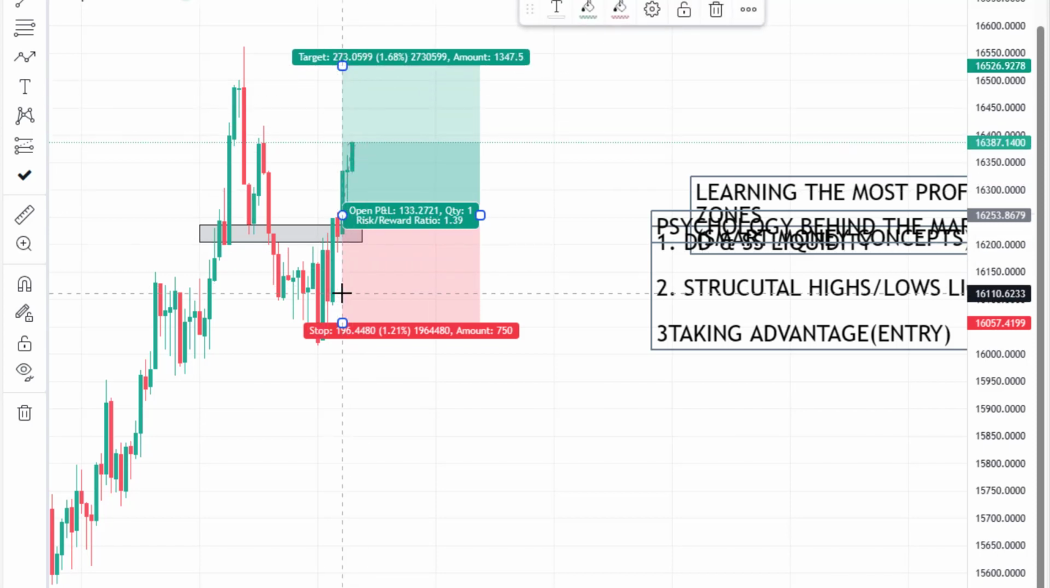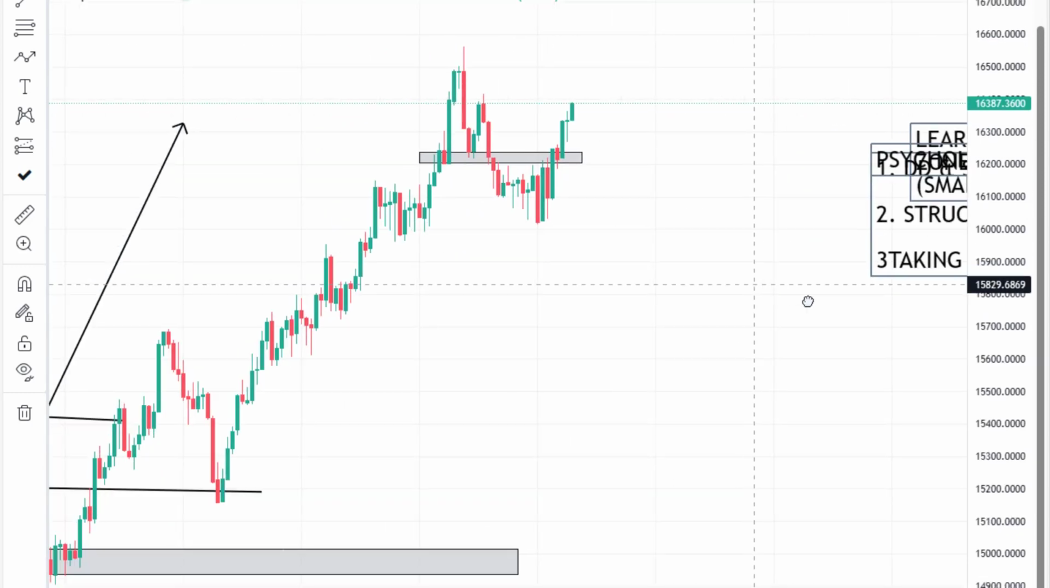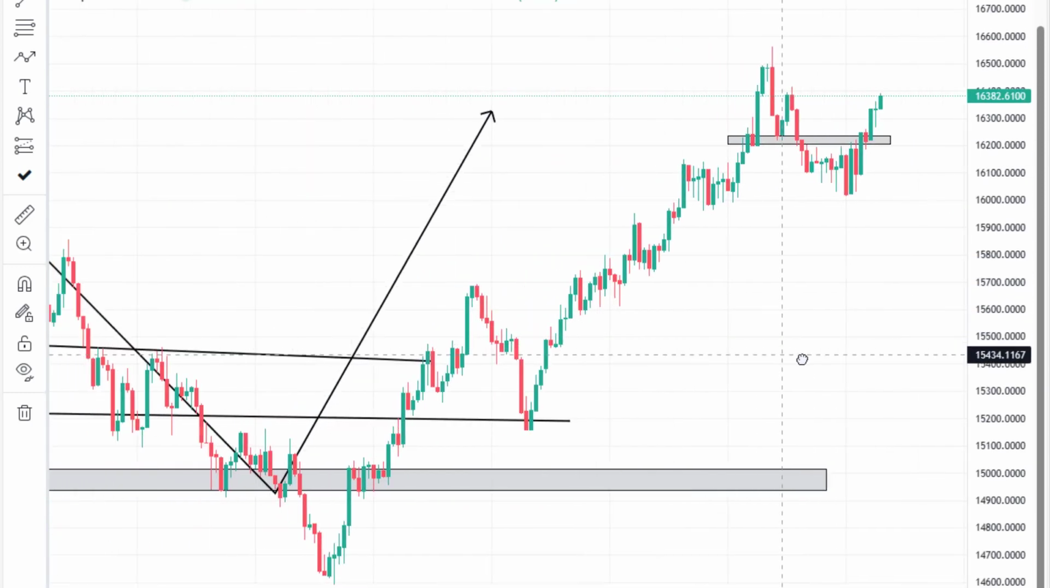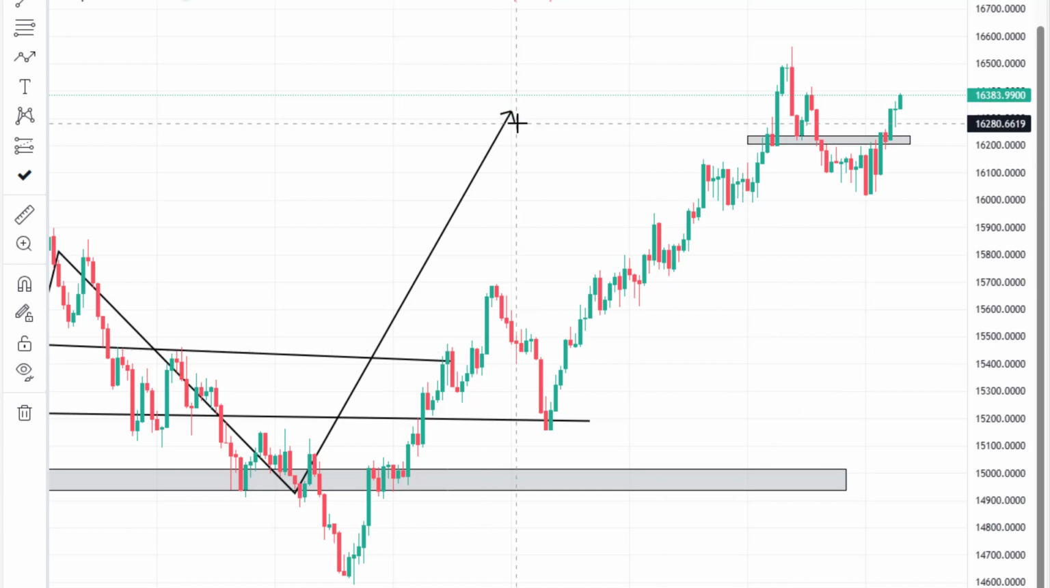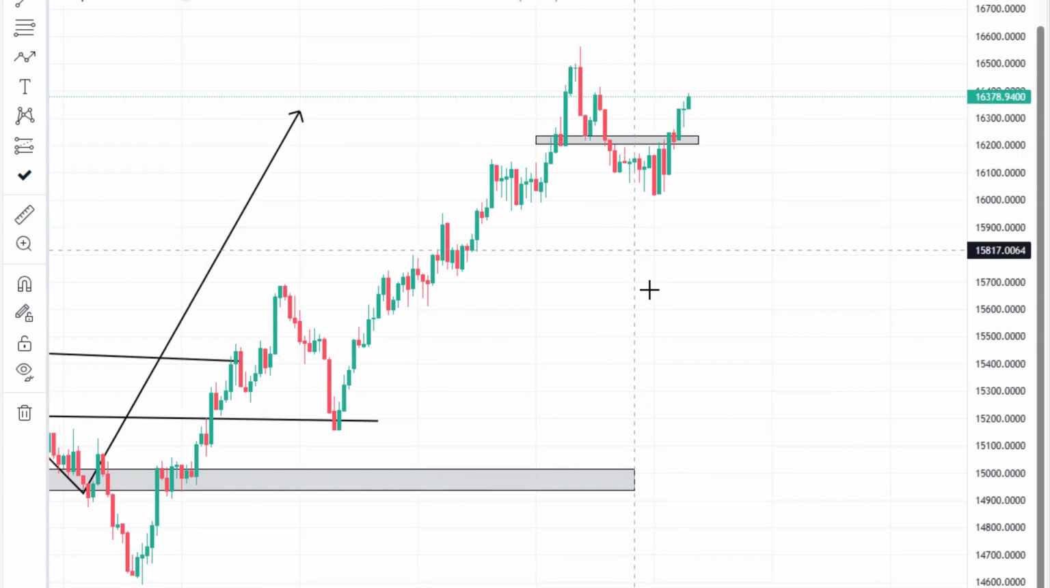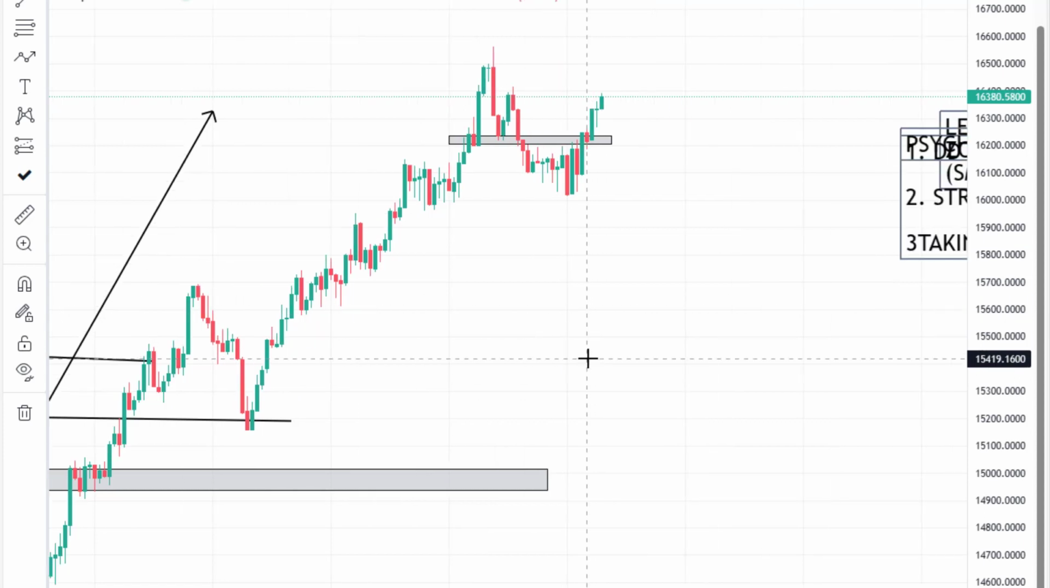So that's basically the concept, guys. You need to understand this concept, because sometimes it can increase your win rate. Even when you get stopped out and you see price still close above the zone or below the zone, you should understand why it happens that way.